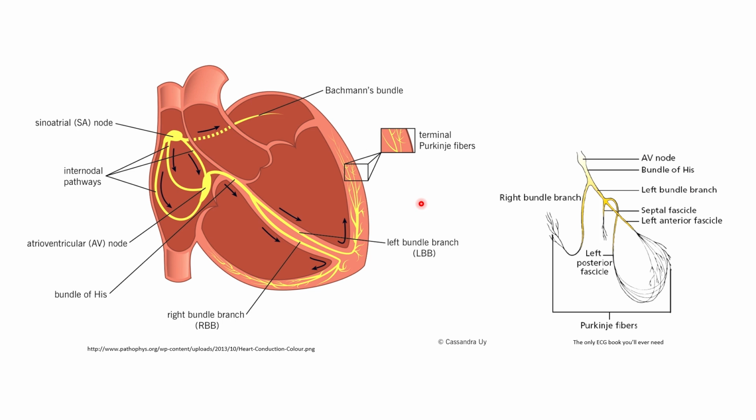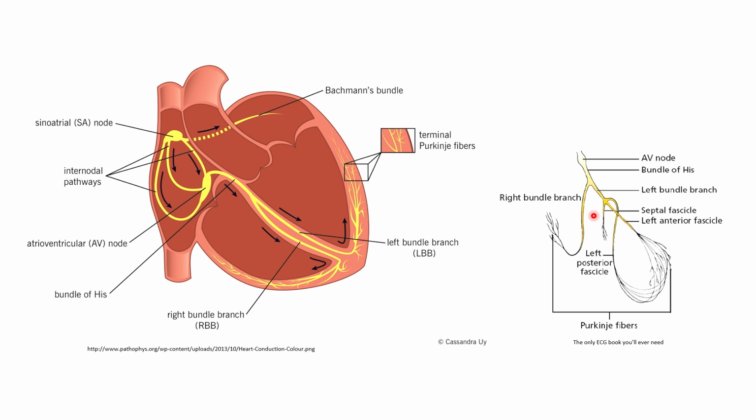Bundle of His divides into left and right, but be careful. The right bundle branch is simple. We just have the right. But in case of left bundle branch, it further classifies into three other fascicles. Here I have shown this in the right side of the slide. We can see that the left bundle branch divides into the left anterior fascicle, the septal fascicle, and the posterior fascicle. So the septal fascicle itself plays a major role, which we're going to talk about later.